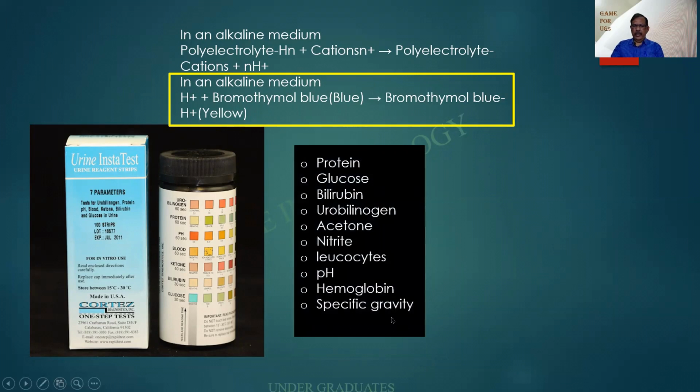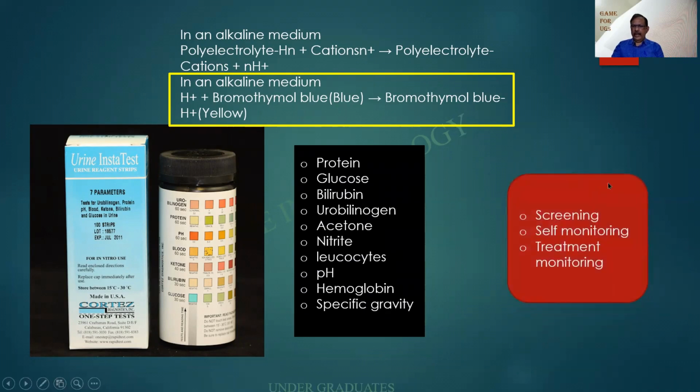And all these parameters can be diagnosed by means of a single dip. Protein, glucose, bilirubin, urobilinogen, acetone, nitrite, leukocytes, pH, hemoglobin, and specific gravity. We used to call them a 10-part dipstick.